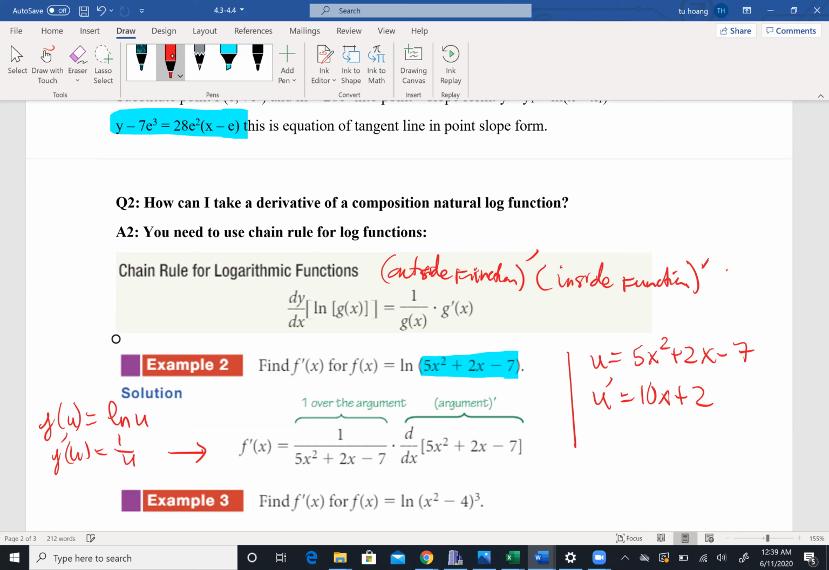So then when you take the f derivative of x, it is 1 over u times the inside derivative. For the 1 over u, I'm going to substitute u as 5x squared plus 2x minus 7. So that is the answer. I'm going to write the answer out. One second.